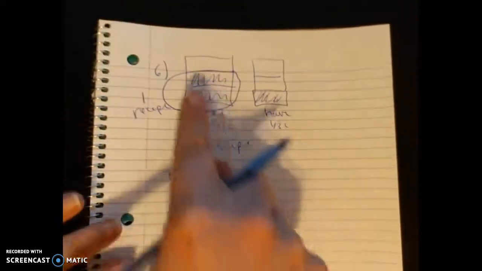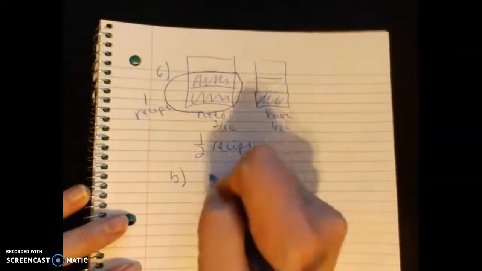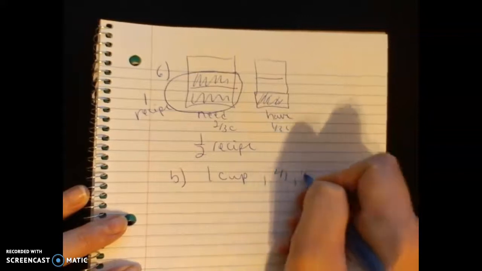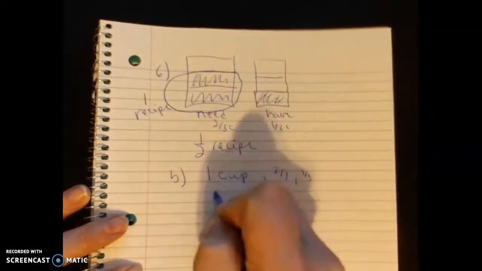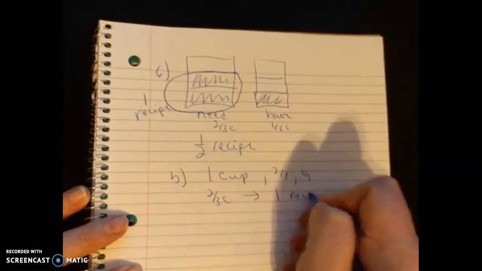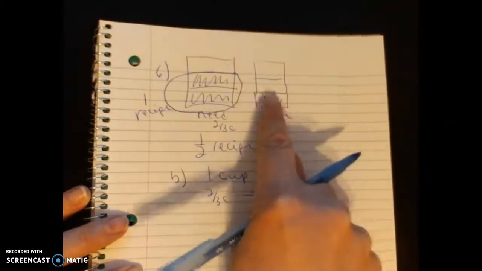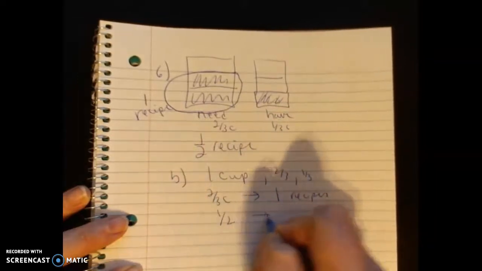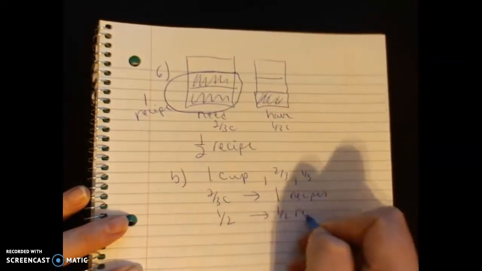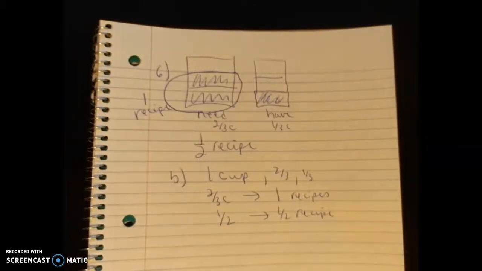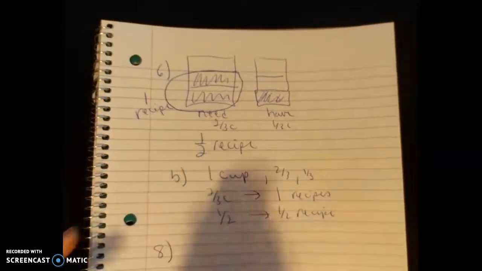So again, we have lots of moving targets for part B. We have 1 whole cup, and then we have the 2/3 and the 1/3 of that. But then the 2/3 of a cup becomes our whole recipe. And our 1/3 becomes half of that because it's 1 strip out of 2. And it becomes half of a recipe. So again, fractions have moving wholes all the time, which gets a little crazy sometimes. Okay, let's look at 8.